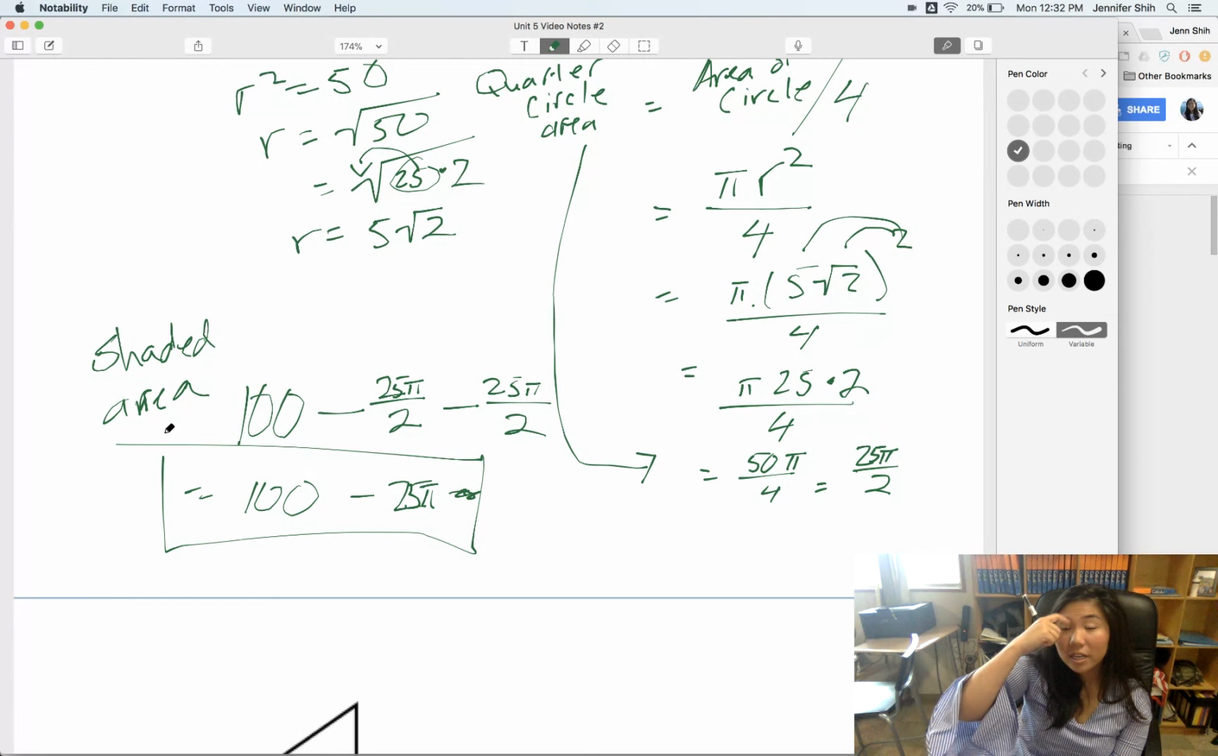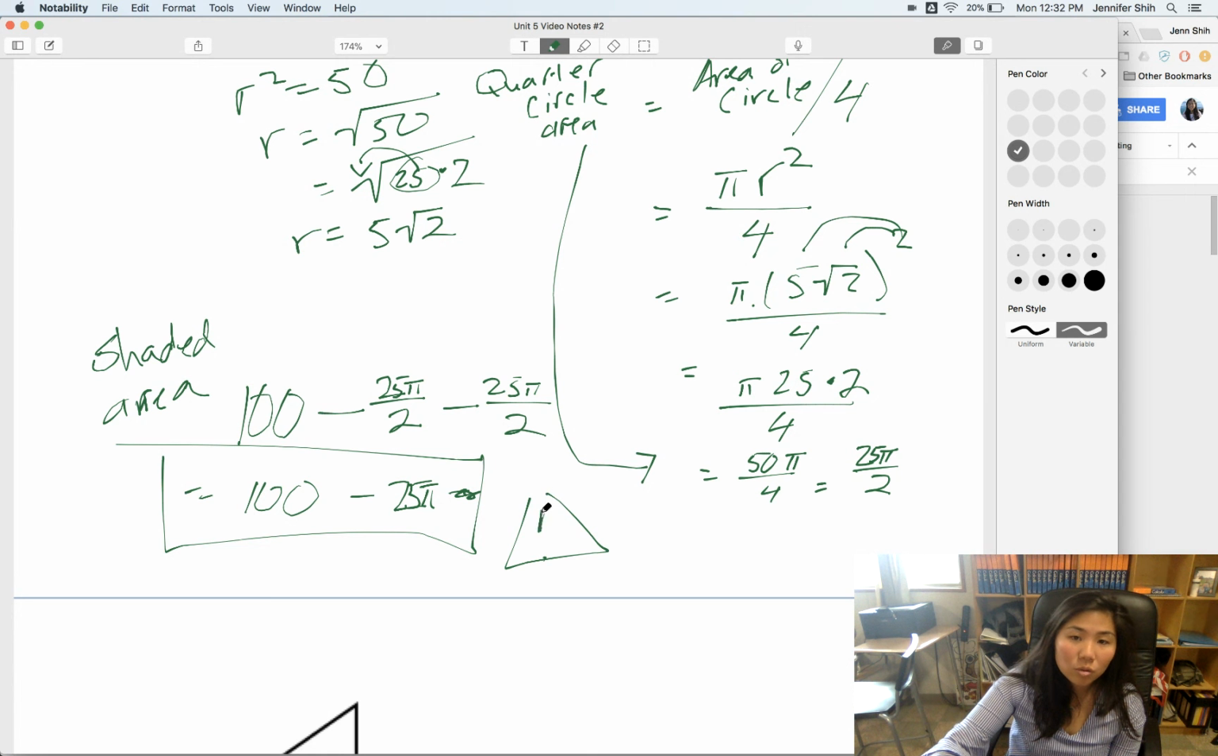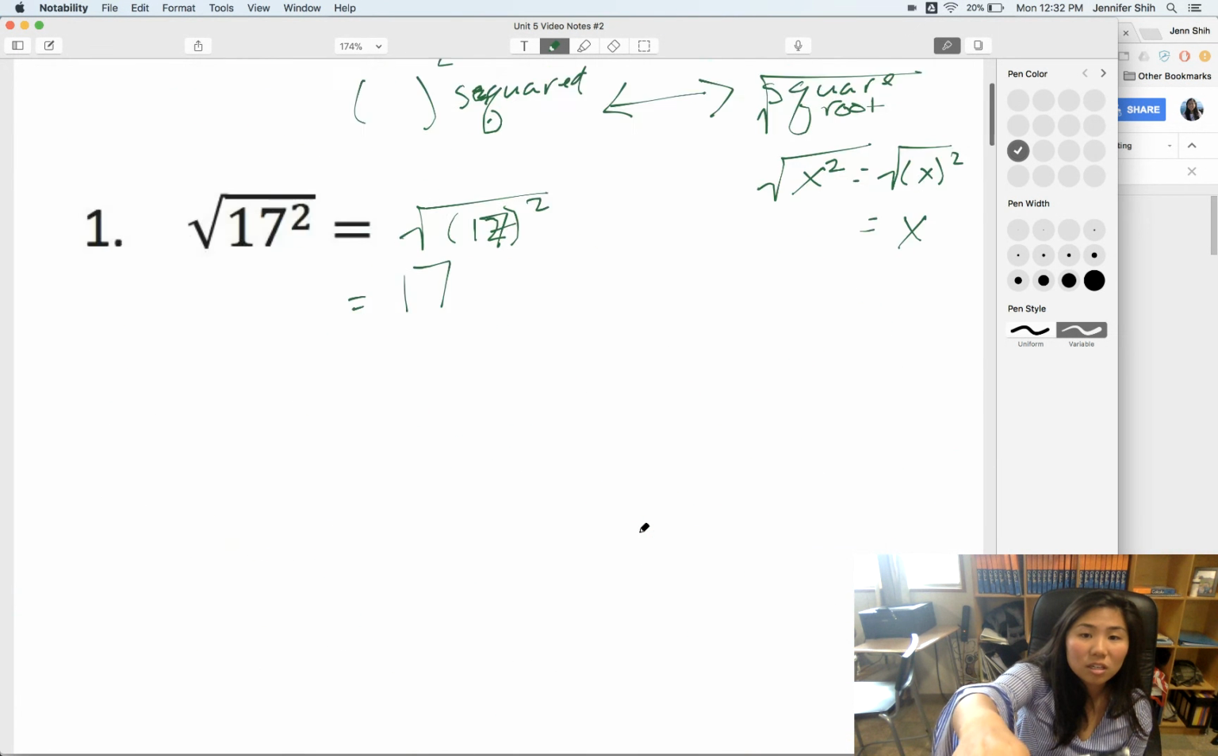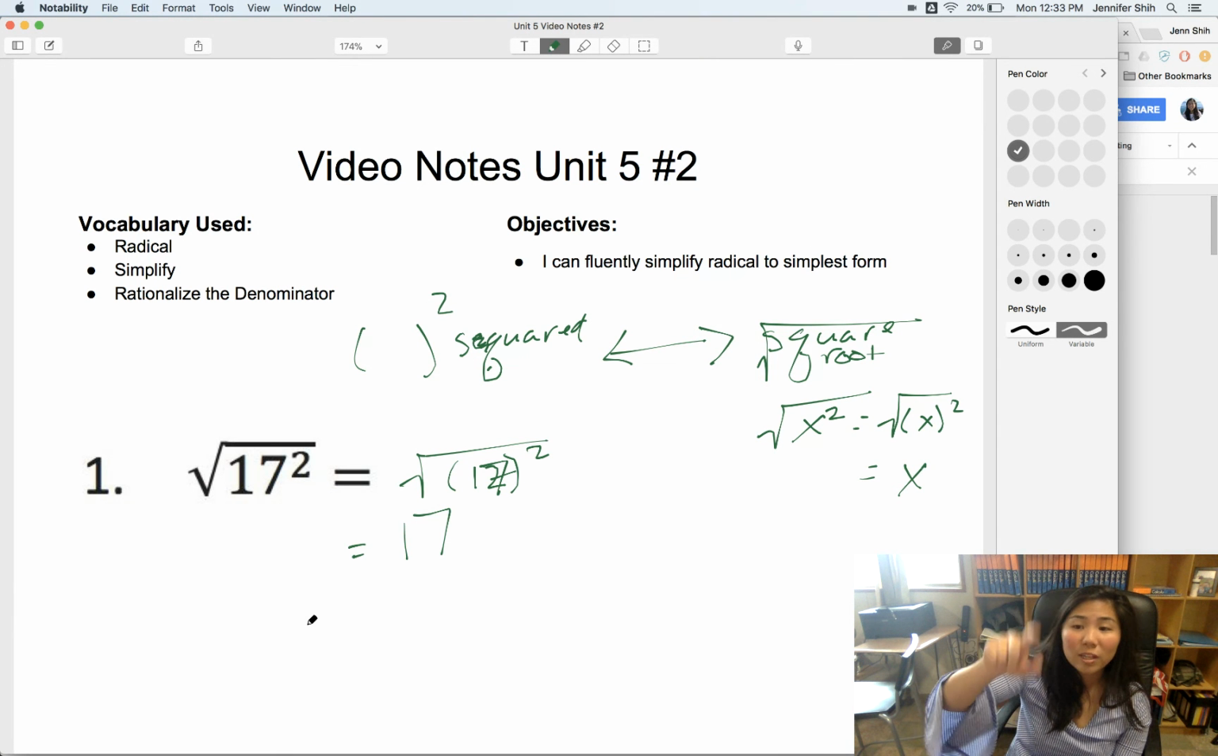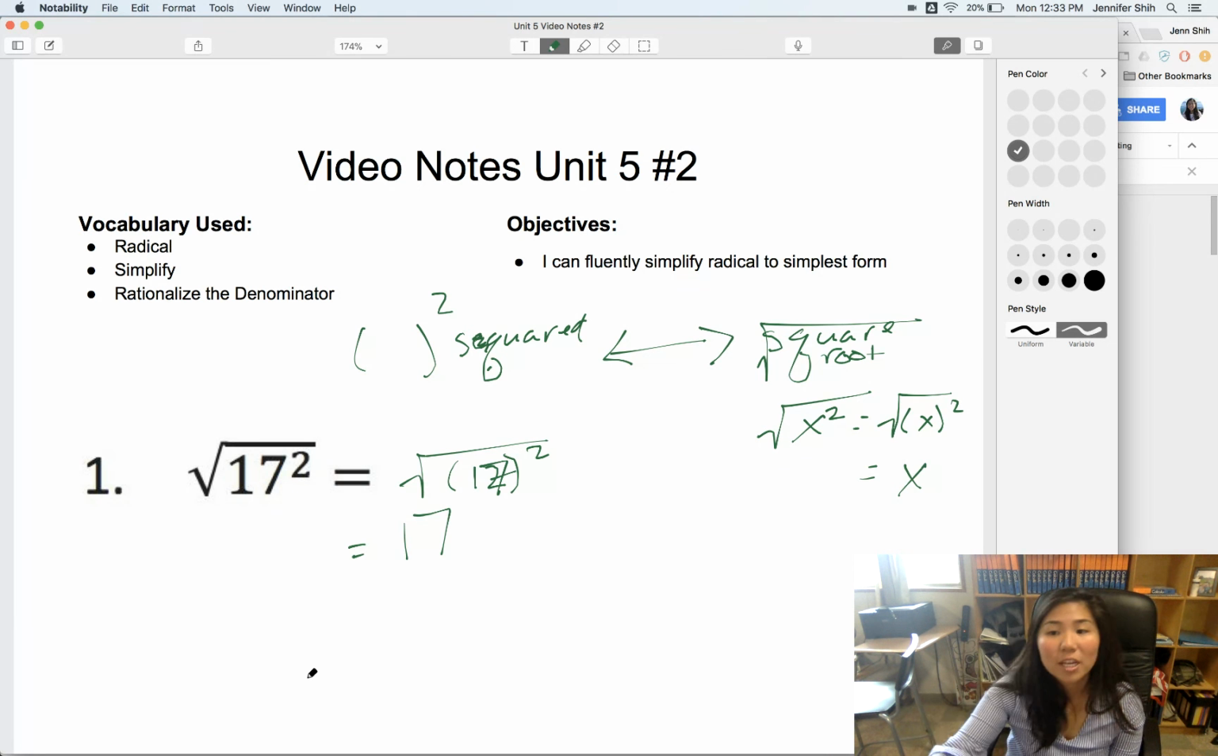All right, now summarize the biggest things. What did you not know how to do? What did you get stuck on? Because you're going to ask your teacher about that the next day. And then what else do you need to know? Look back at the objectives. Can you fluently simplify radicals in simplest form? Can you add them? Can you multiply them? Can you rationalize the denominator? And can you use them in Pythagorean theorem?